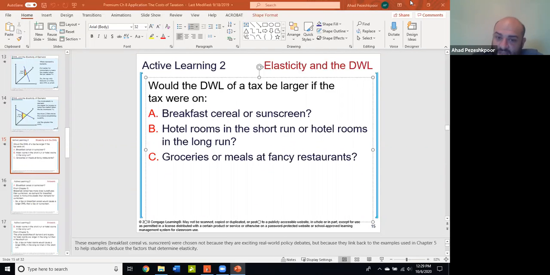Fancy restaurants. Yes, exactly. Fancy restaurants, well, they're not exactly luxuries. We all go there, though not too often. But the thing is, we don't have to. So if the tax is imposed on fancy restaurants, people will go there less often. But groceries, we all need them. We all would need to buy our groceries. So if you increase the taxes on groceries, people would still have to buy them.